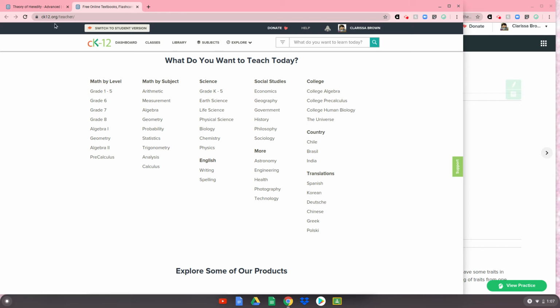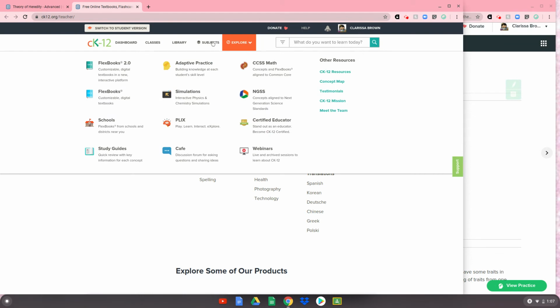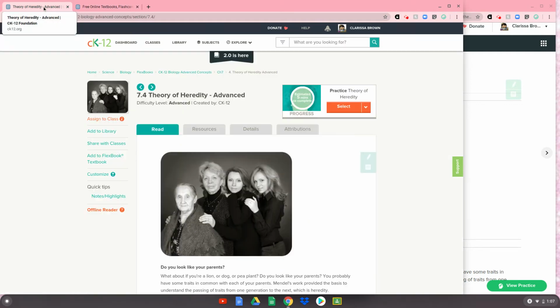I'm logged into CK12 as a teacher, and there are a lot of things that you can do in CK12. In fact, it's a little overwhelming. Two things to focus on are the Flexbooks and Flexbooks 2.0. So, Flexbooks were the initial things that they came out with, and there are a ton of subjects.